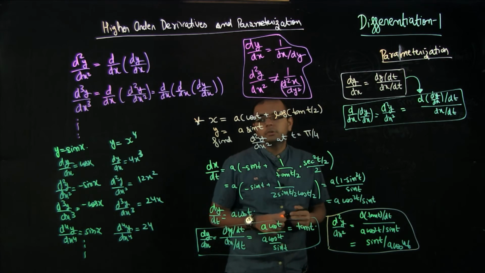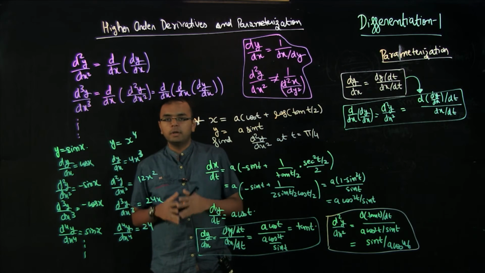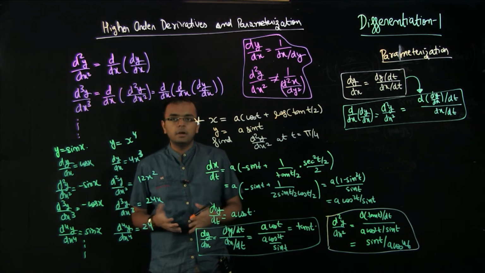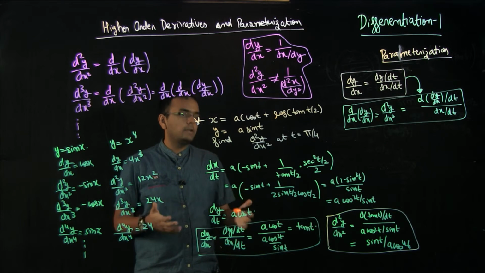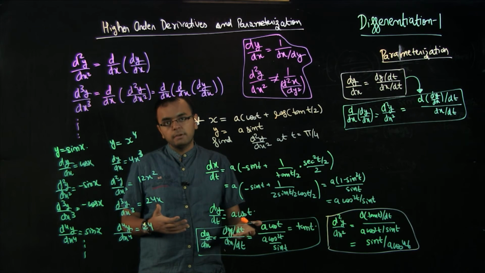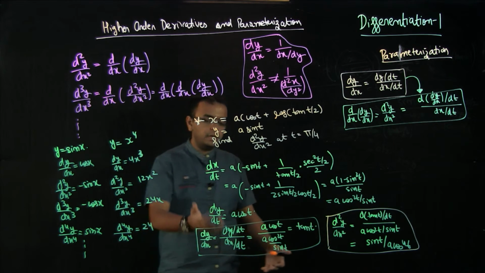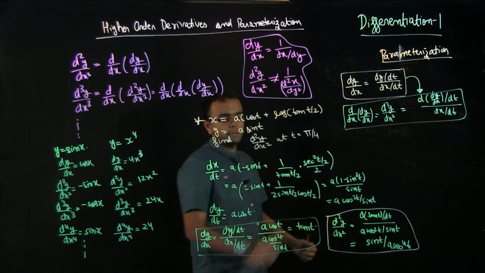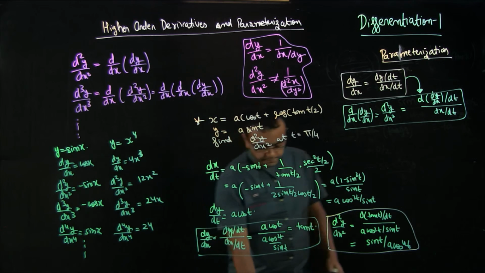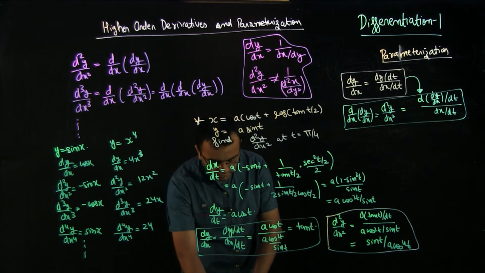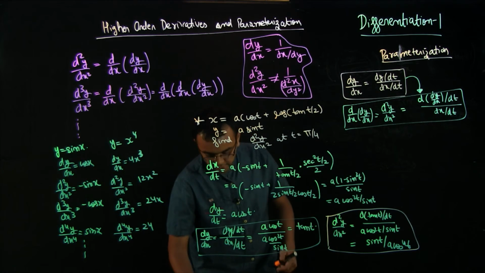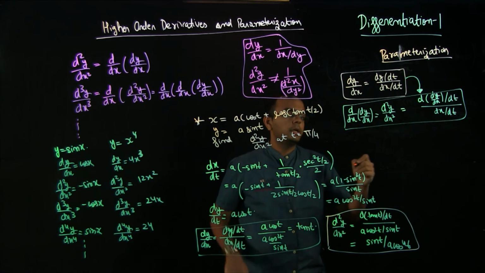Okay, so you can see slowly how we can calculate higher order derivatives using parameterization. First we evaluate the first derivative dy by dx, and then we can evaluate d square y by dx square. I want to give you a small practice problem so that you can do higher order derivatives on your own and also try parameterization.